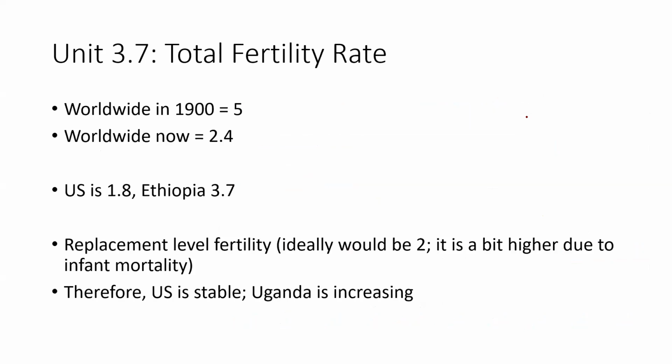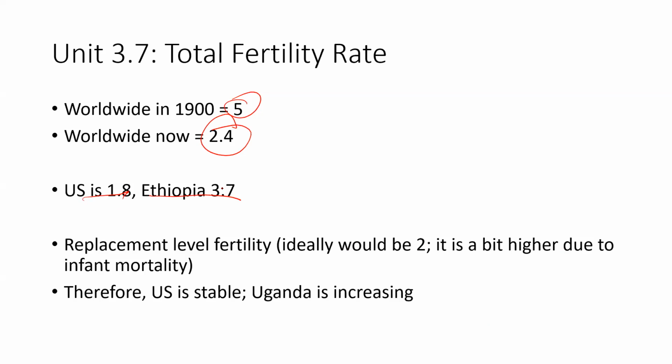So our total fertility rate is the average number of babies a woman in an area would have in her lifetime. Worldwide in 1900, it was 5. Worldwide now, it is about 2.4. So we have seen a worldwide decrease in the total fertility rate. Currently, the US is 1.8 and Ethiopia is 3.7, just to use an example country with an increasing population pyramid, since that's the one I showed you a couple slides ago.